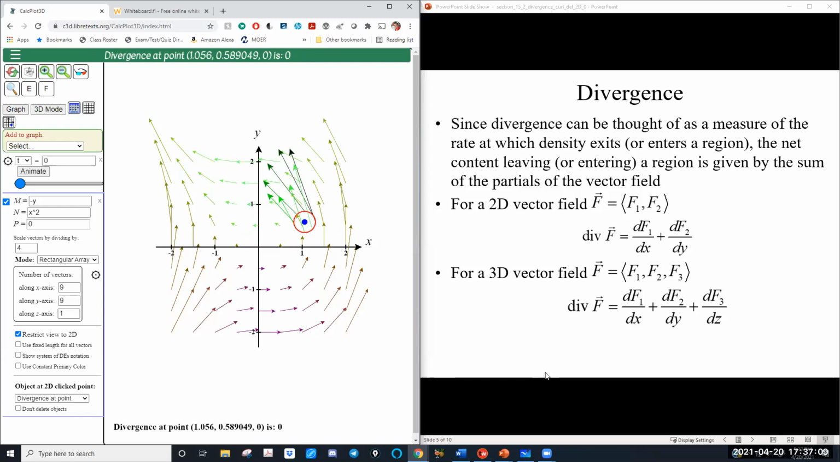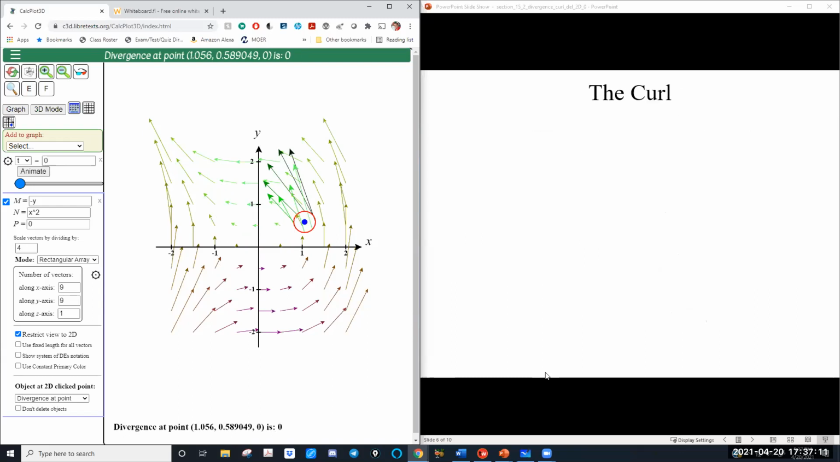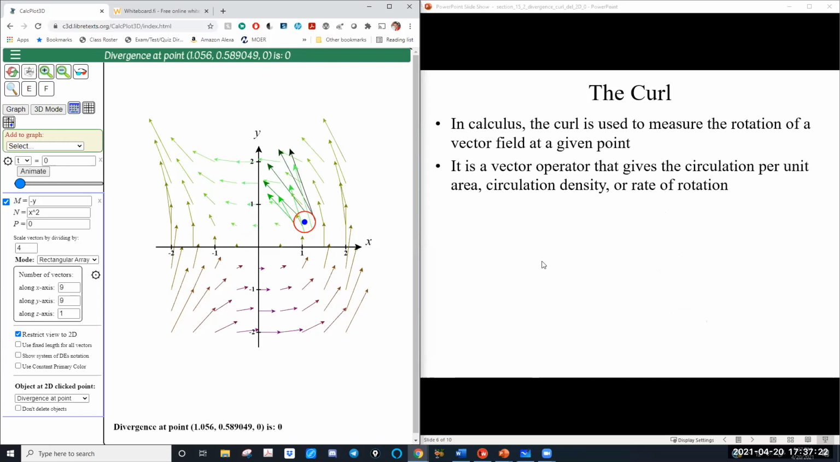All right, let's talk about the curl. Curl measures rotation of a vector field at any given point. So what does that mean? We obviously have a rotation going on here in our vector field, but there's also a potential rotation going on at each individual point. Not necessarily there is one. And the curl represents the magnitude and direction of that rotation.